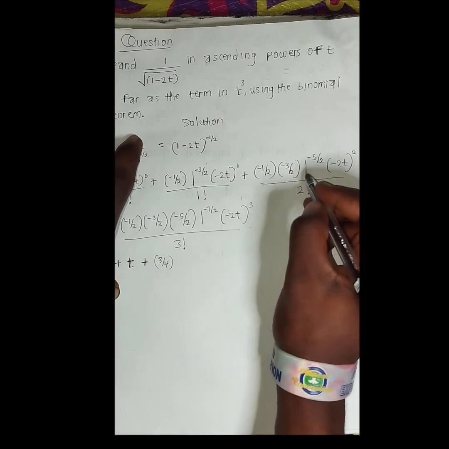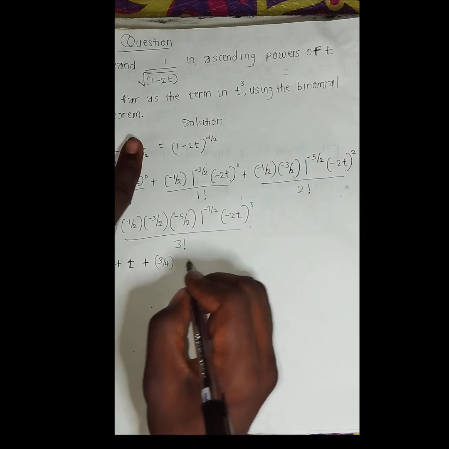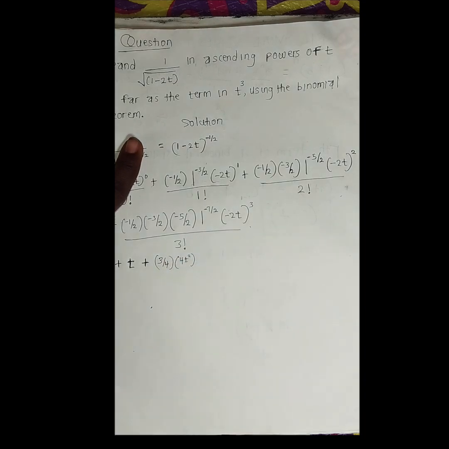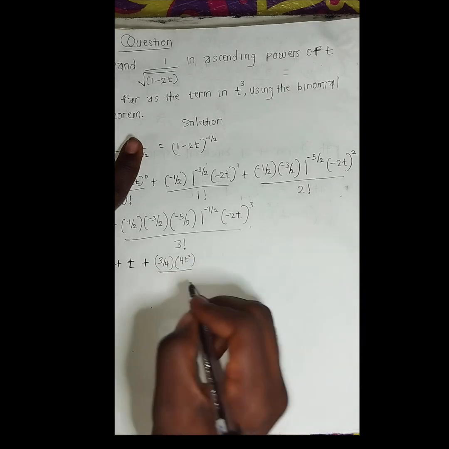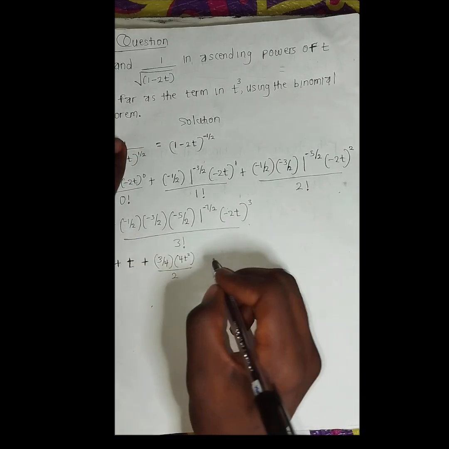Let me just put it in a bracket so that it can be clear. This one is 1 already. Now, minus 2t raised to the power of 2. That's 4t squared. Good. Over 2 factorial is 2. I told you before, 2 times 1 is 2. Okay, let's come to the last one.